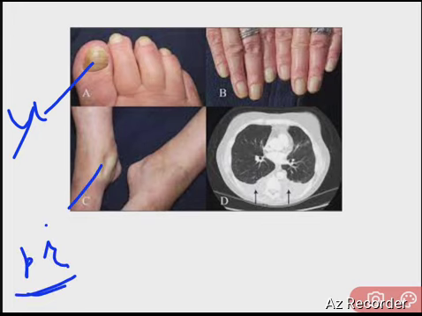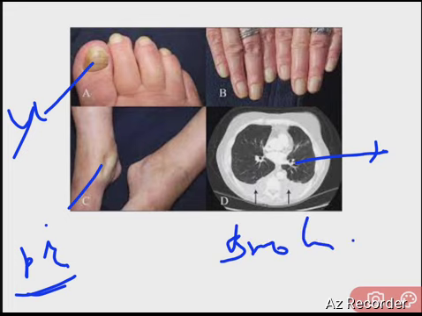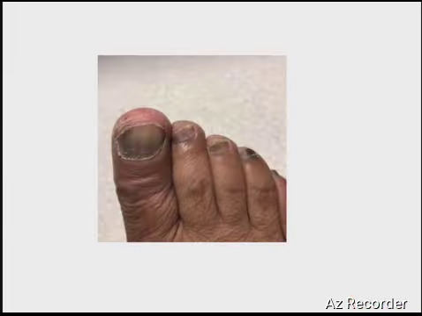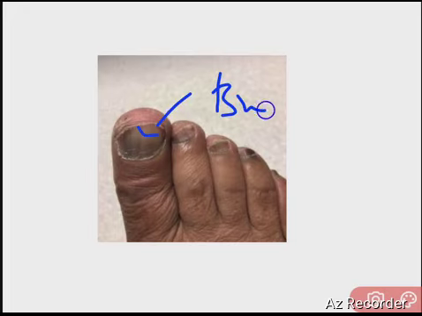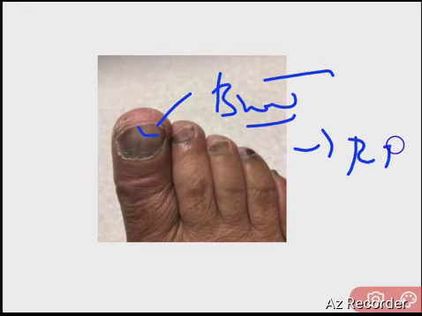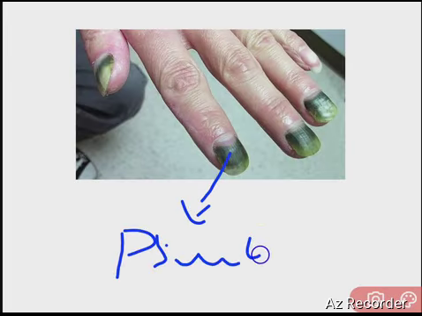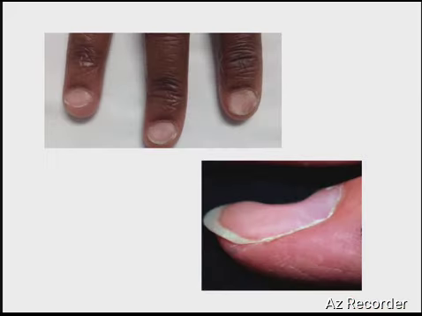Here you can see yellowish color along with pitting edema, and there is honeycombing in the CT, called bronchiectasis changes. So bronchiectasis, edema and yellow nails are seen in yellow nail syndrome. Brownish blue is due to renal failure. Greenish color changes can be seen in Pseudomonas bacterial infection. It is one of the bacteria causing greenish discoloration of the nail plate.